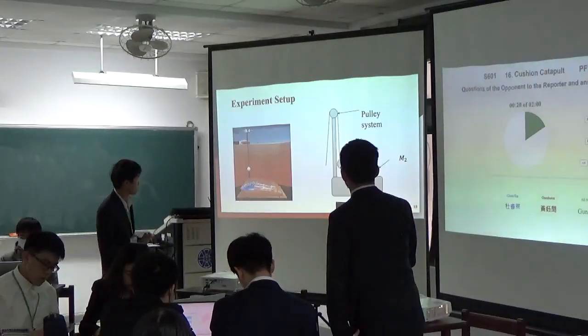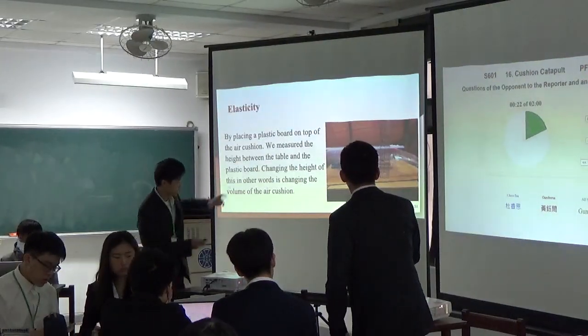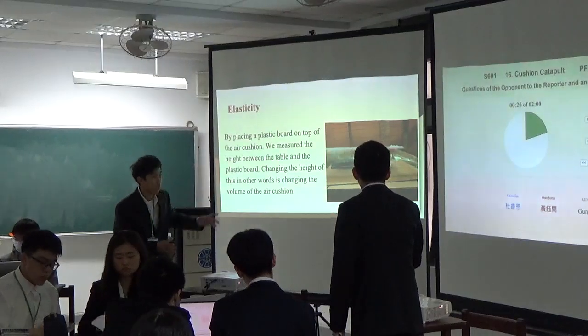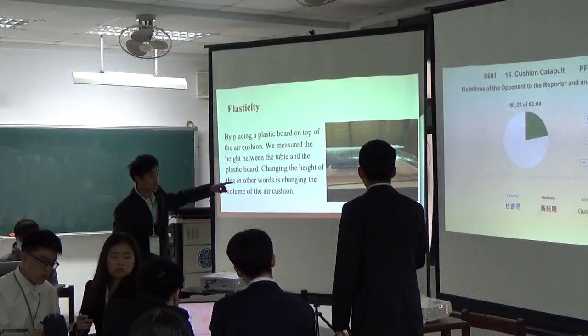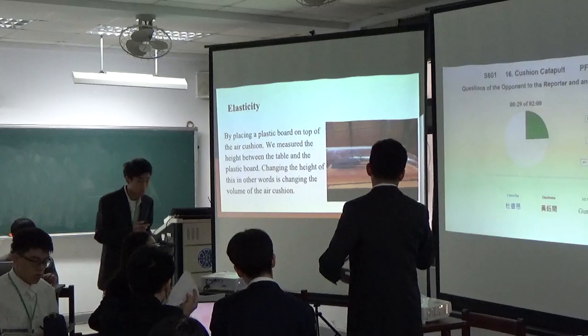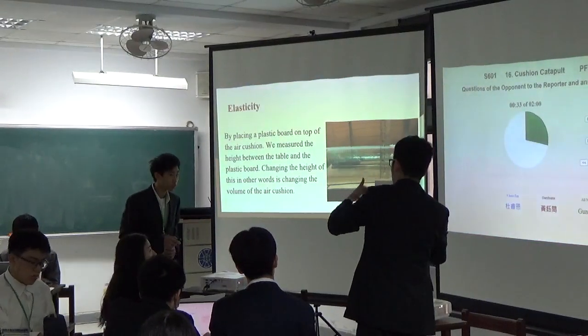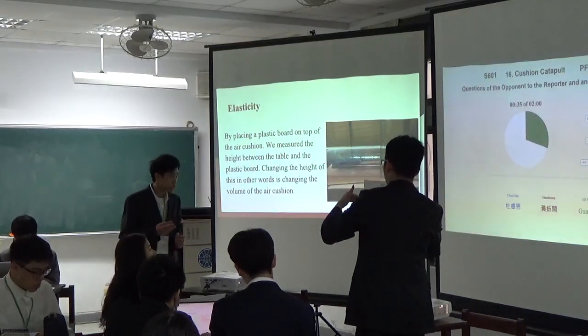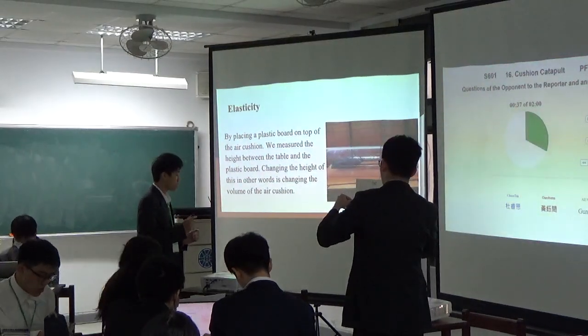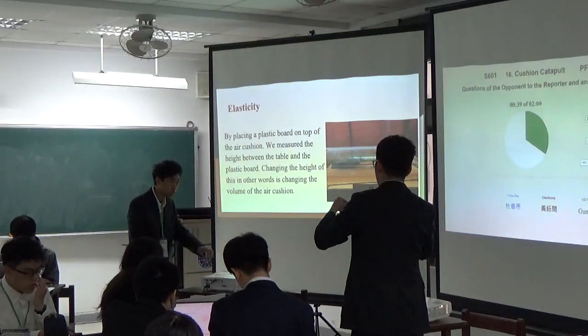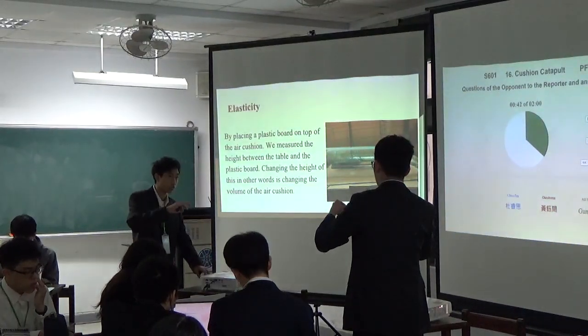Wait, so you see that we placed a plastic board right here. After each experiment, we just placed it here. So it's flat. What I mean is, will the surface turn back to its original shape after the experiment? Oh, so after M1 is dropped. Yes, the shape deforms. Okay.